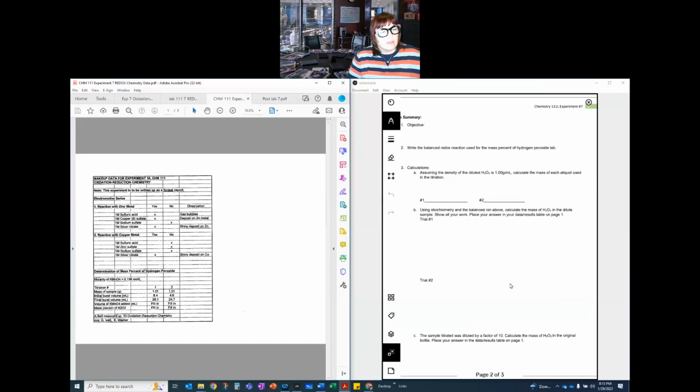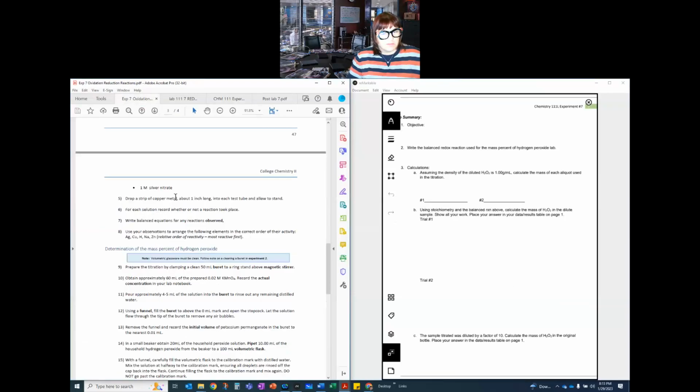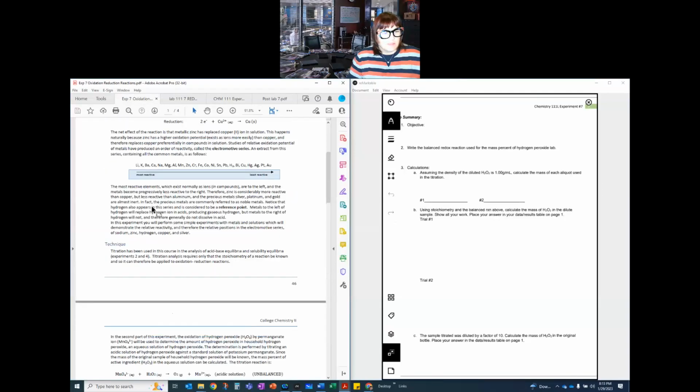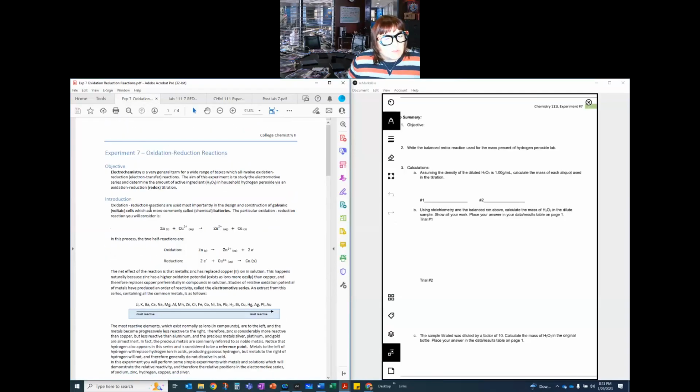We then go into your summary. And of course, if you're looking for our summary, our objective is so many pages, it's like 46. Balanced redox reaction, and you did this already in your notebook. So this is what we were just talking about, that balanced redox reaction.